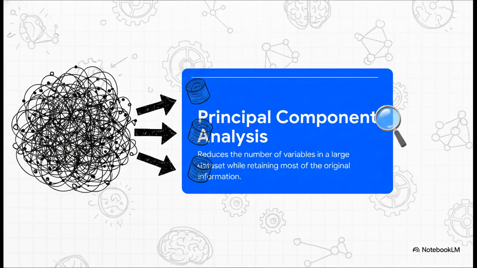Well, that is exactly where something called principal component analysis, or PCA for short, comes into play. It's a fantastic tool for pre-processing your data because it's designed to simplify complexity. It takes a whole bunch of related variables and intelligently combines them into just a few much more meaningful components.